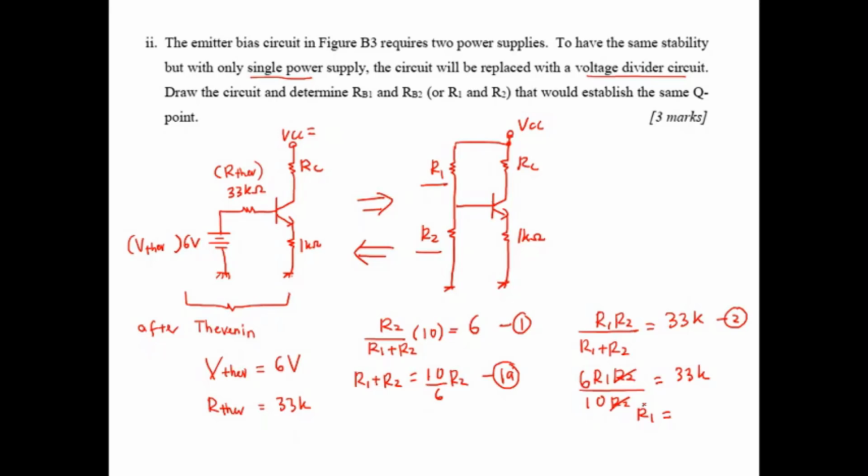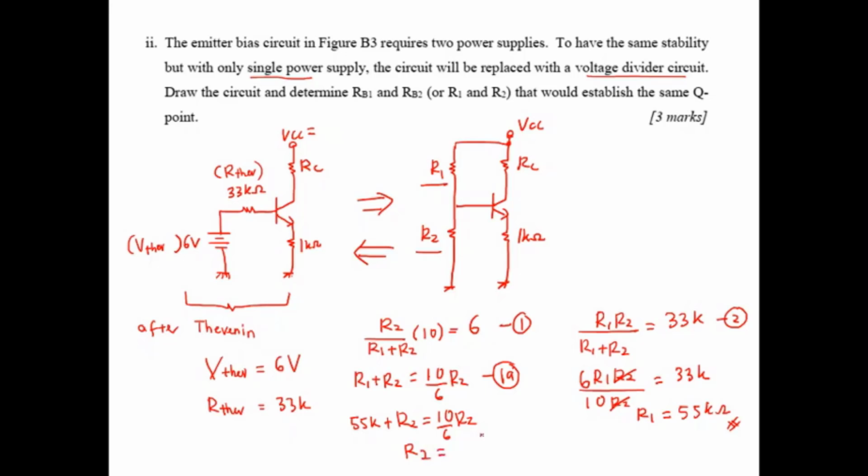Do the calculation here: 33 times 10 and then divide by 6. You have R1 is 55 kilo ohm. So you get the first answer, R1. For R2, you can use the 1A equation. R1 is 55, sorry, 55. So 55k plus R2 equal to 10 over 6 R2.